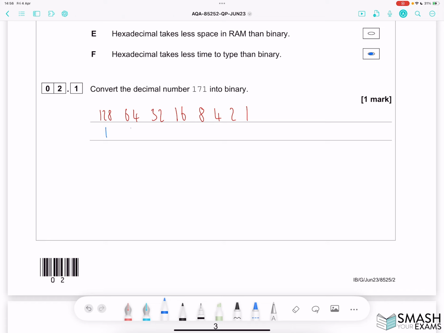So I know that 64 doesn't divide into 43. However, 32 does divide into 43. The remainder from there would therefore be 11. 16 does not divide into 11, but 8 does, with a remainder of 3. 4 does not divide into 3, but 2 does, with a remainder of 1. 1 divides into 1, and I end up with my binary answer there. 1010 1011.